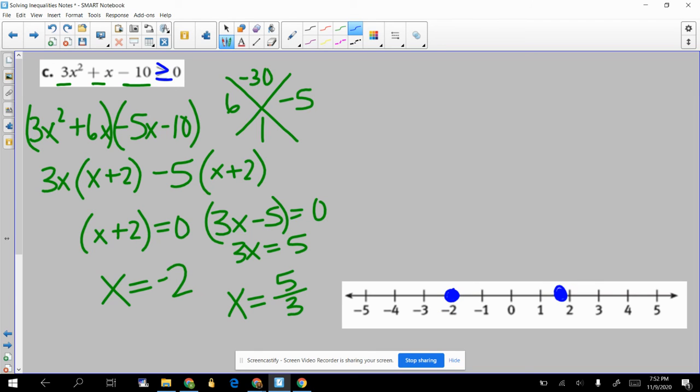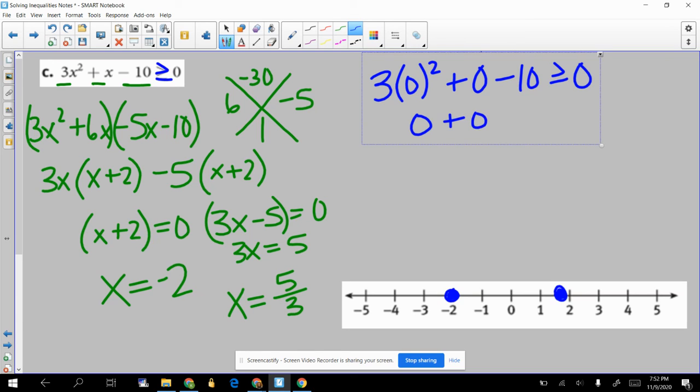And then we're going to test a point. Again, in this case, 0 fell between them. It won't always work out that way, but if it does, why not use 0? It's easy. Okay, because again, 0 squared is 0. 3 times 0 is 0. Plus 0 minus 10 is greater than or equal to 0. So then we end up with negative 10 is greater than or equal to 0.